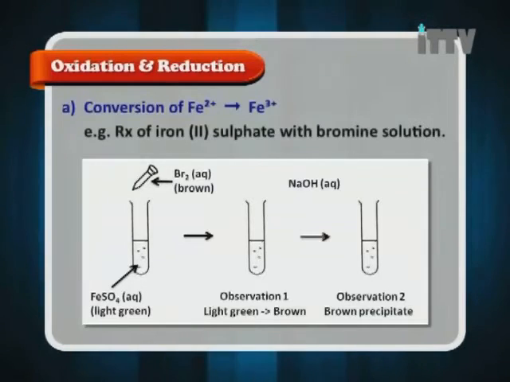So, if you look at the slide, there is a simple experiment whereby iron 2 sulfate is reacted with bromine solution or bromine water. So in the test tube, it contains light green iron 2 solution, whereby bromine solution, which is brown in color, is added drop by drop into the solution. So the first observation would be the light green color actually changes to brown. In the third test tube, as you can see, it's actually the same test tube, sodium hydroxide solution is added. And the second observation is that brown precipitate is produced.